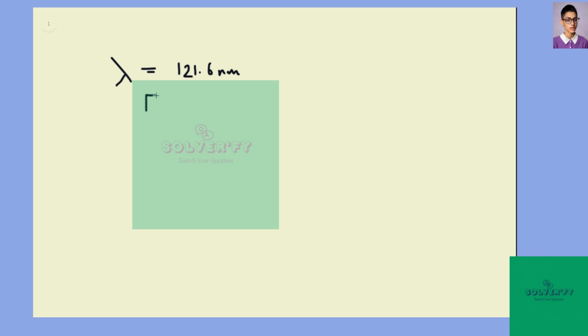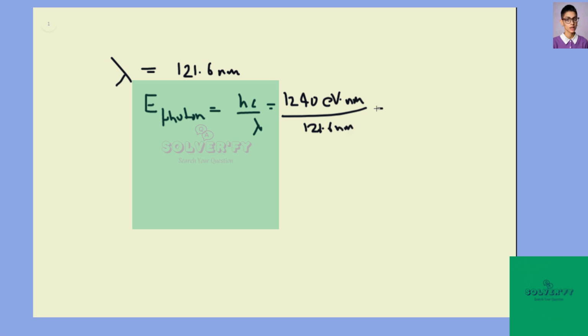So the energy of the photon in this case is clearly equal to hc over lambda. Since this is in nanometers, we'll make use of the fact that hc is equal to 1240 electron volt nanometer divided by 121.6 nanometers. So this becomes equal to 10.2 electron volts.